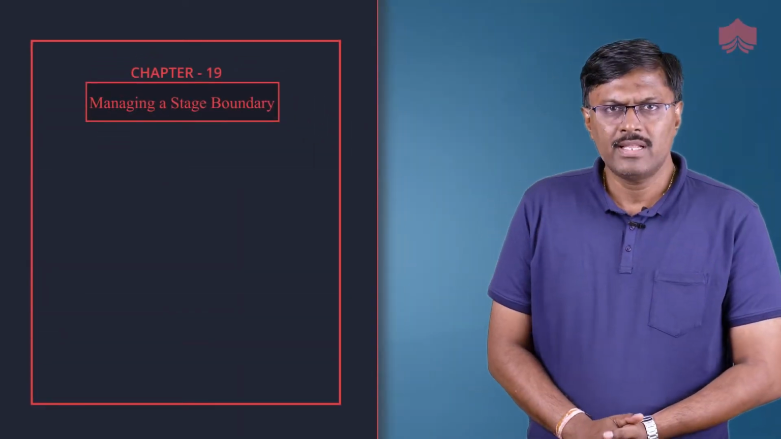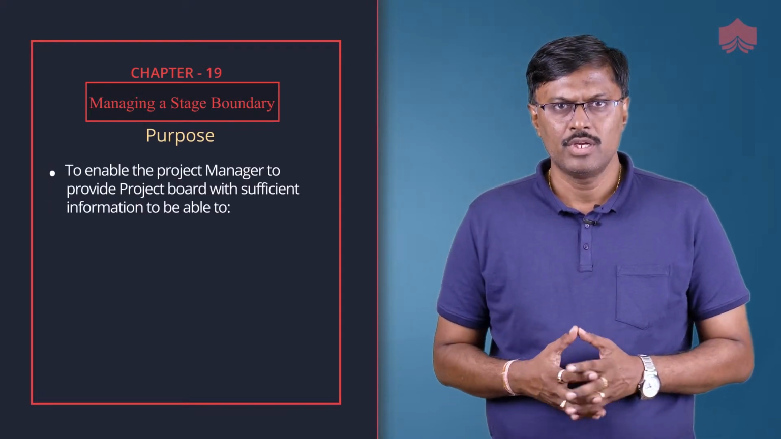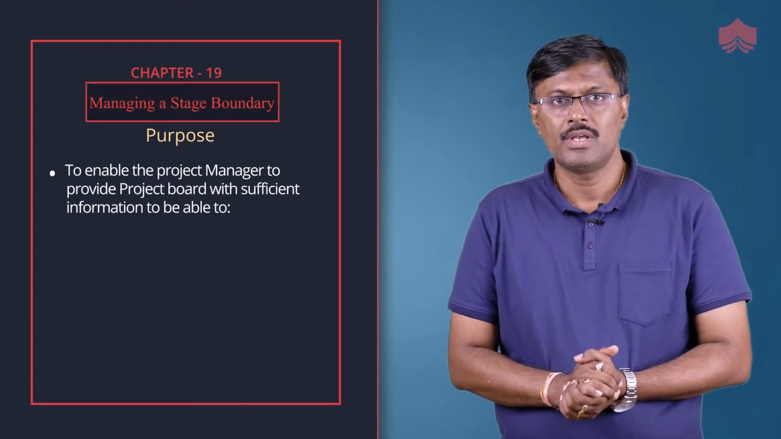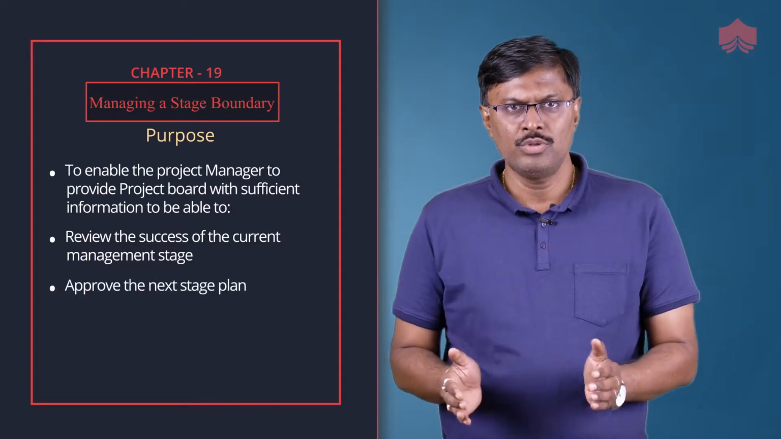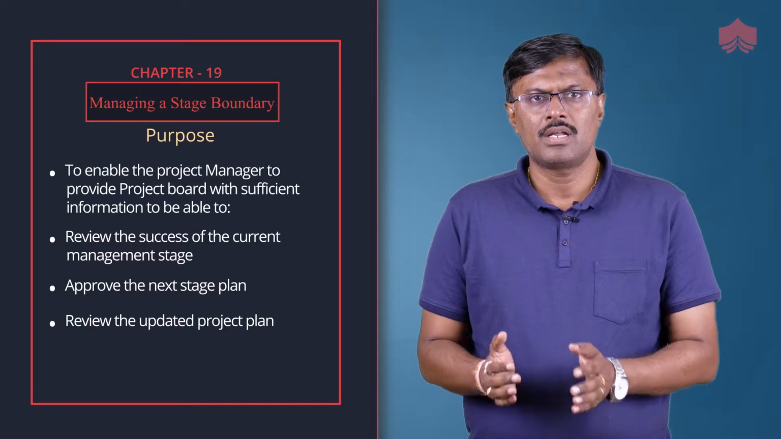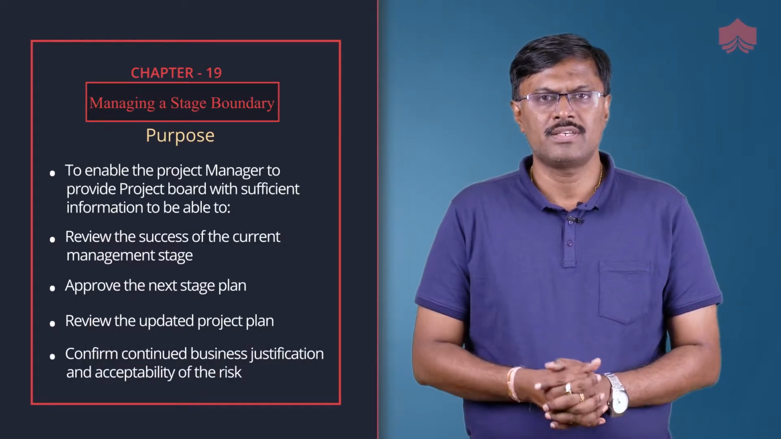The purpose of managing a stage boundary process is to enable the project manager to provide the project board with sufficient information to be able to review the success of the current management stage, approve the next stage plan, review the updated project plan, and confirm continued business justification and acceptability of the risk.